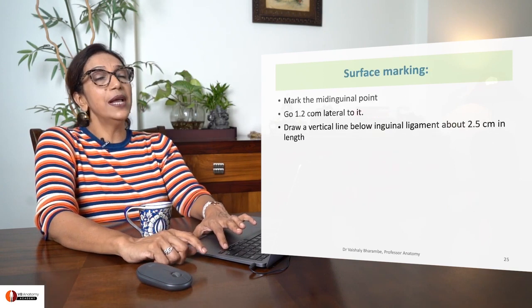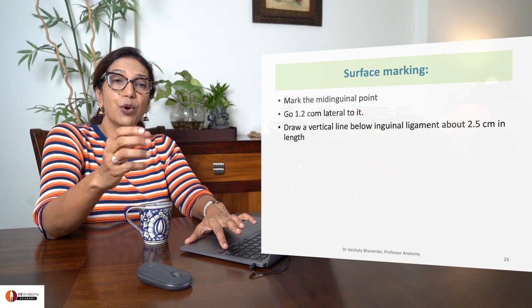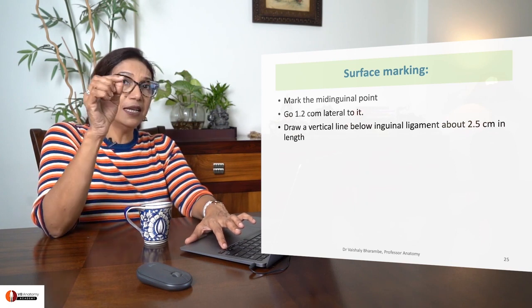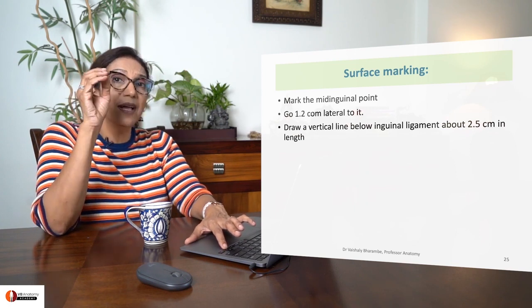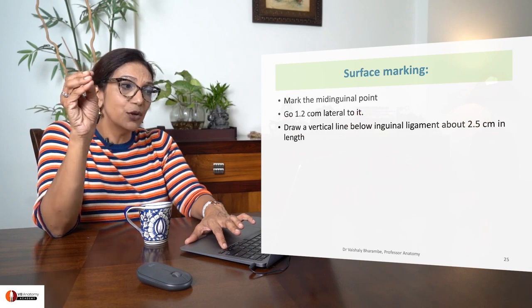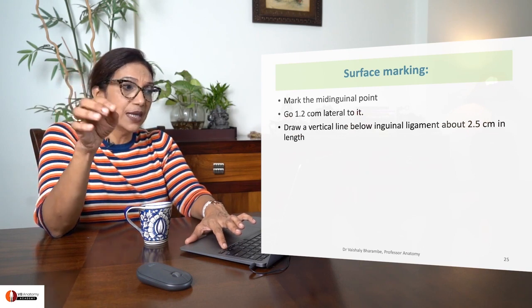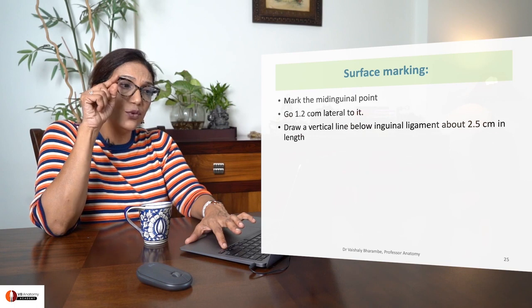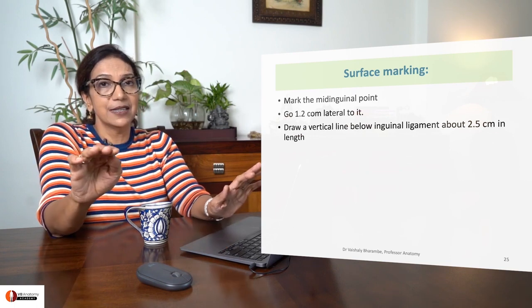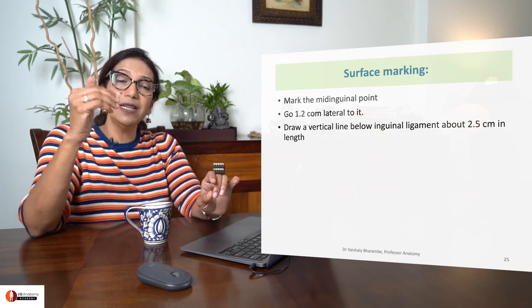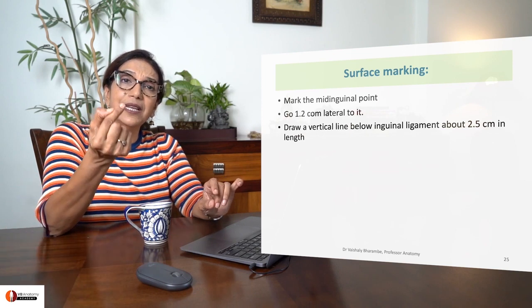Fine. So how will I mark my femoral nerve on the cadaver? I will mark the mid-inguinal point. I will go 1.2 centimeter lateral to it, and then I will draw a short 1-inch vertical line below. That's it. Which means your femoral nerve in the femoral triangle is barely an inch long.